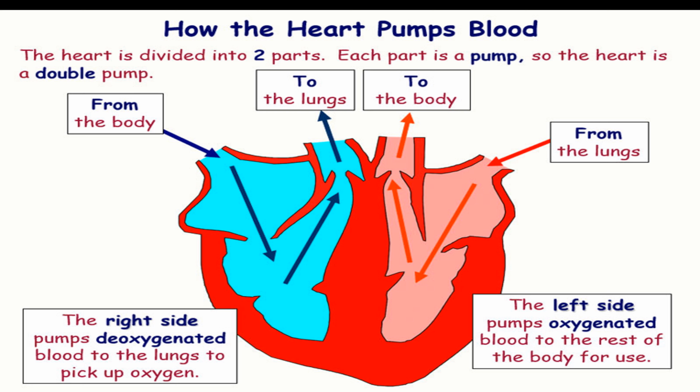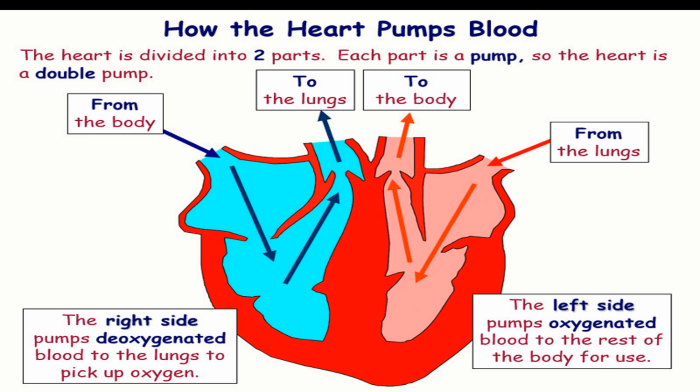Okay. So, what happens from your body? The deoxygenated blood. Okay. The blood which is not rich in oxygen, that is deoxygenated blood. And it happens in the right side of the heart. The right side pumps deoxygenated blood to the lungs to pick up oxygen. So from the body the blood enters the heart, that is deoxygenated, and from that part, if you see the blue part, then that blood goes to the lungs to take in oxygen.